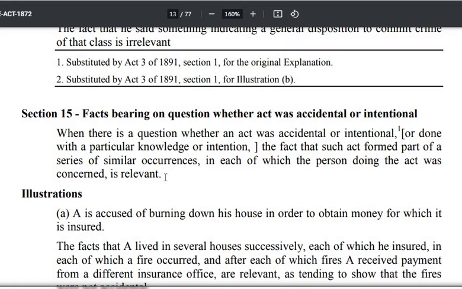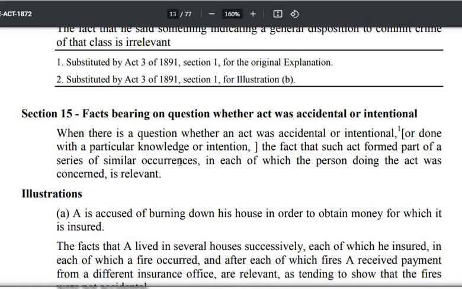Now basically you see section 14 और 15 में main difference क्या दिख रहा है? Now you see 15 में they are saying about similar occurrences. They are talking only about similar occurrences. Or you can say that there was a series. Similar occurrences in a series.